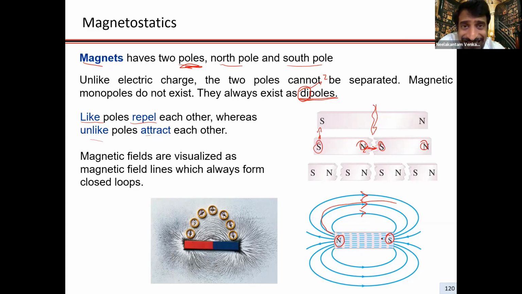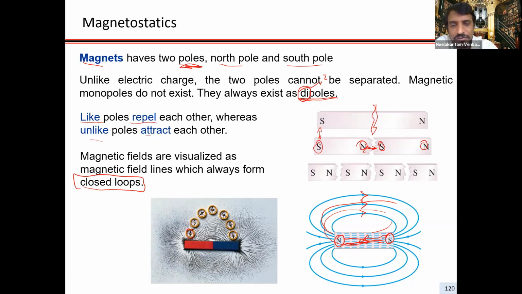But what happens inside the magnet? Inside the magnet, it goes from the south to the north. So they make a closed loop. Outside the magnet, it is from north to south, and inside the magnet, it goes from south to north. So they complete a loop. They are always forming closed loops. That's very important. Later, we will see mathematically what kind of expression that translates to.